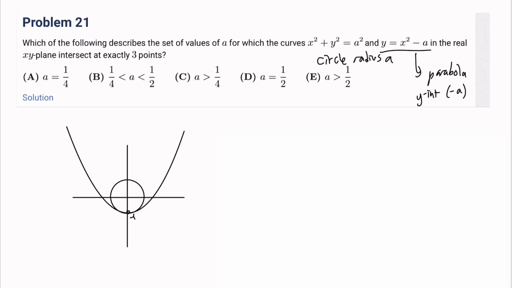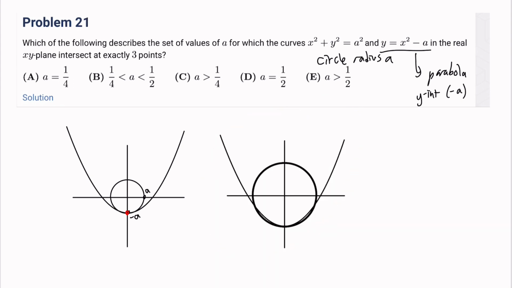And here this would be negative a, and the curves would be intersecting there, right? And this would be a. When they are intersecting at only one point, that is this point, right? And if they are intersecting at more than one point, it would be like this, so they will be intersecting at this point and at this point, so that will be 3 points, right? All a values that are greater than this radius value would have 3 intersection points. And so what we have to do now is look at what radius value would make this have only 1 intersection point, right?